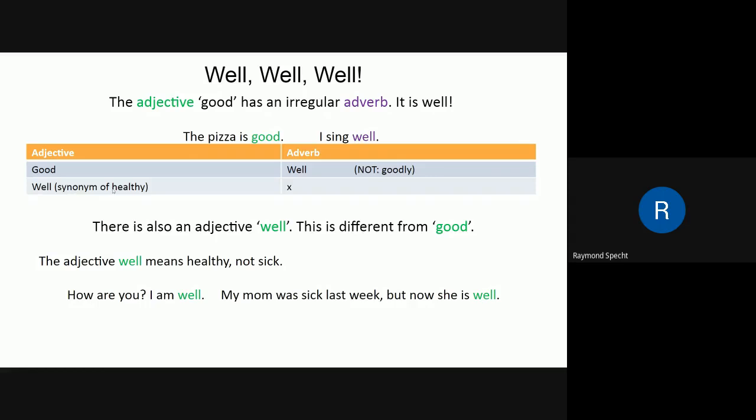Well, synonym of healthy. So here they're talking about health. There is also an adjective well. This is different from good. The adjective well means healthy, not sick. How are you? I am well. My mom was sick last week, but now she is well. All right. In the next slide, we're going to practice doing some exercises.